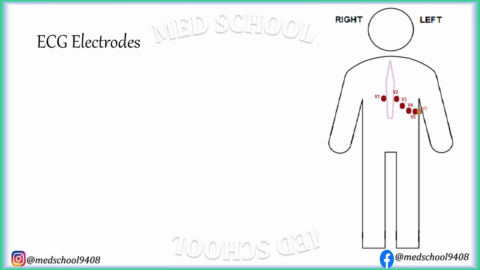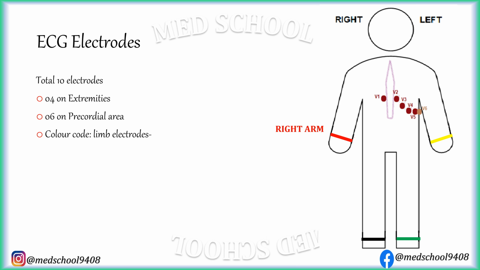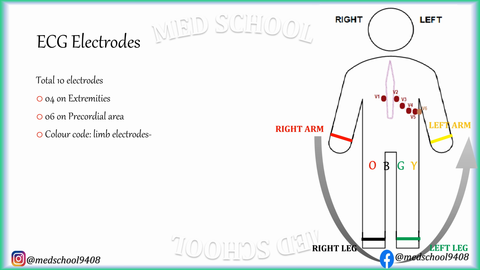Before going through ECG leads, first let's understand ECG electrodes. There are a total of 10 ECG electrodes, out of which 4 are applied on extremities and 6 on the precordial or anterior chest wall area. Leads on extremities are color coded. Right arm electrode is red, right leg electrode is black, left leg electrode is green, and left arm electrode is yellow. This can be remembered with the mnemonic O, B, G, Y, where O stands for orange, which is similar to red. Precordial electrodes are numbered from V1 to V6.